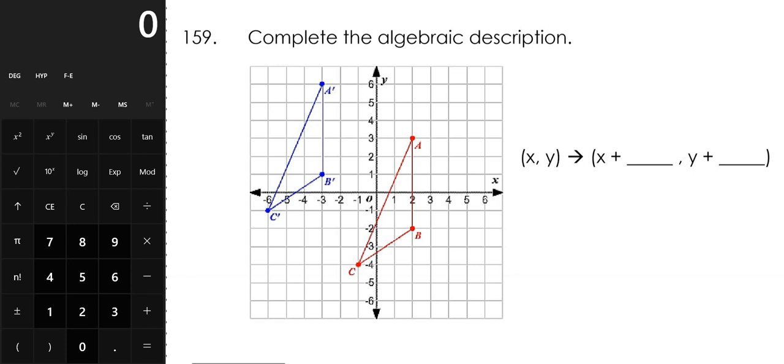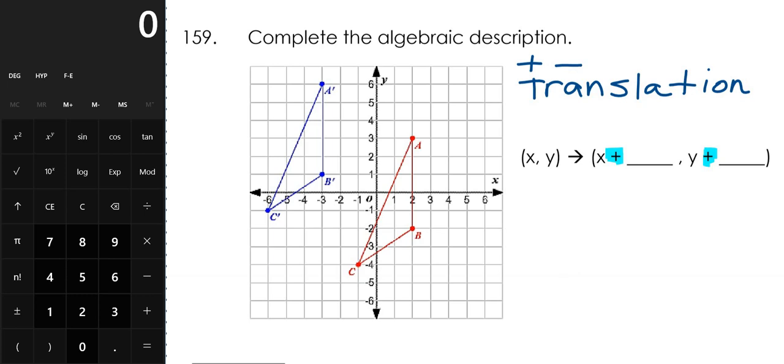Number 159, complete the algebraic description. Now take a look at your algebraic description, your rule. Notice that we have addition symbols here. And just like in the last problem, if you see addition or you see subtraction, you're translating. It's a translation, which means you're just sliding. Left, right, up, down, you're sliding. Now, to complete this algebraic description, you have to pay attention to which is your original figure and which one is the new.